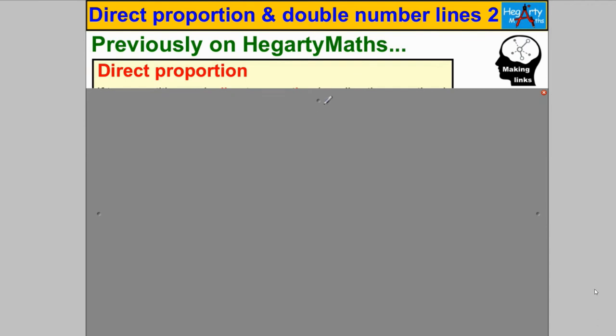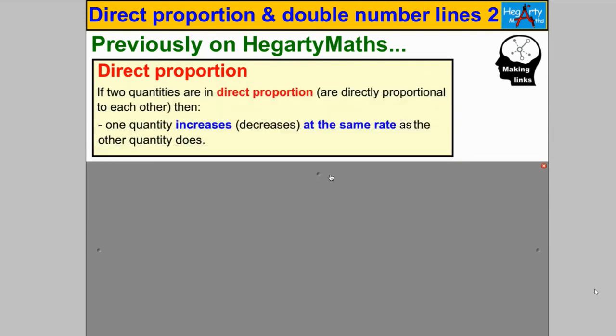Can you remember what the definition for two quantities being in direct proportion to each other was? Well, it was if two quantities are in direct proportion or are directly proportional to each other, then as one quantity increases, the other quantity increases at the same rate, okay? Or as one quantity decreases at the same rate the other one does. So that's really important about what it is.